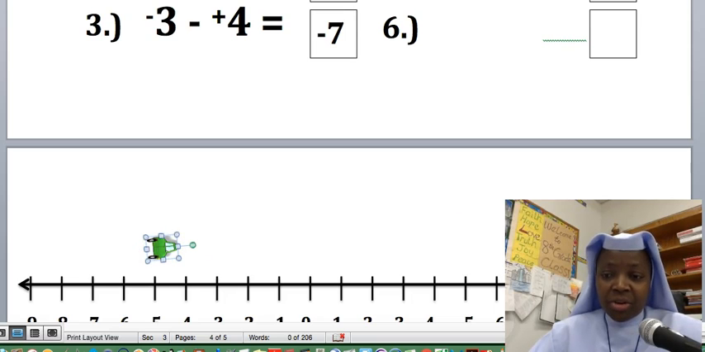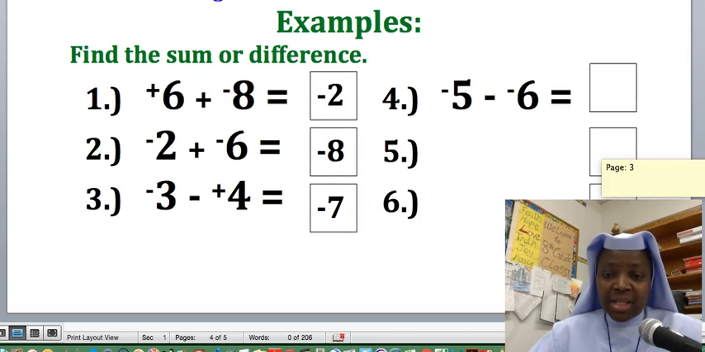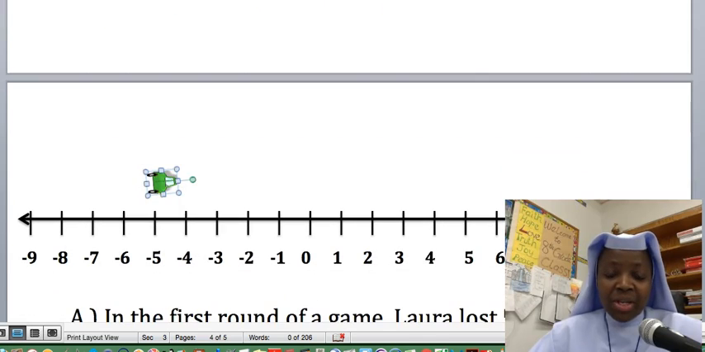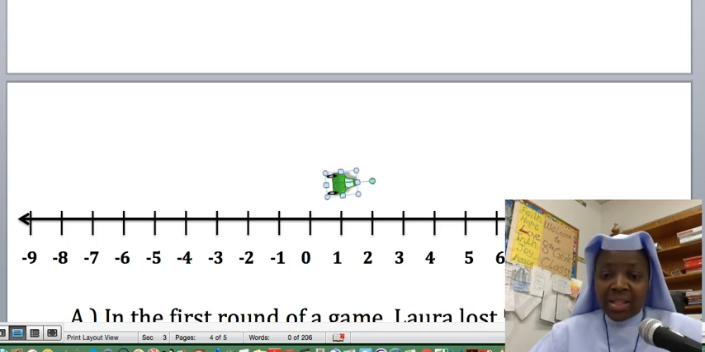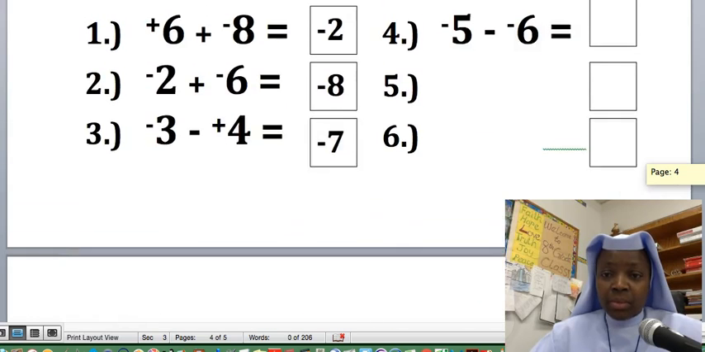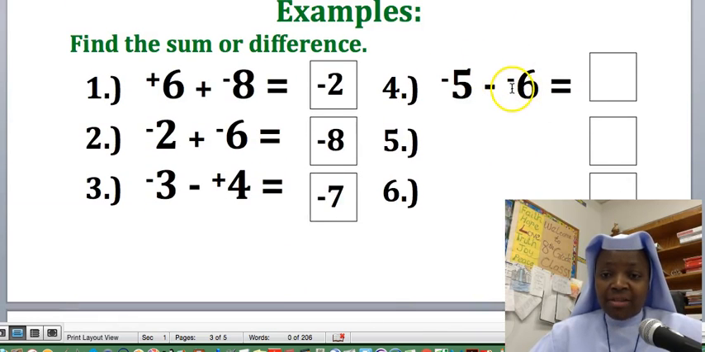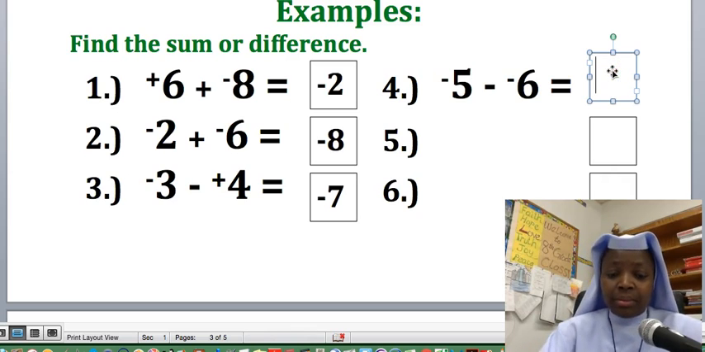Okay, after we reverse, we take 6 steps backward because it's negative. So our backward is this way now. So we're going to go 0, 1, 2, 3, 4, 5, 6. Okay, so that gets us to +1. Therefore, -5 minus -6 is 1.